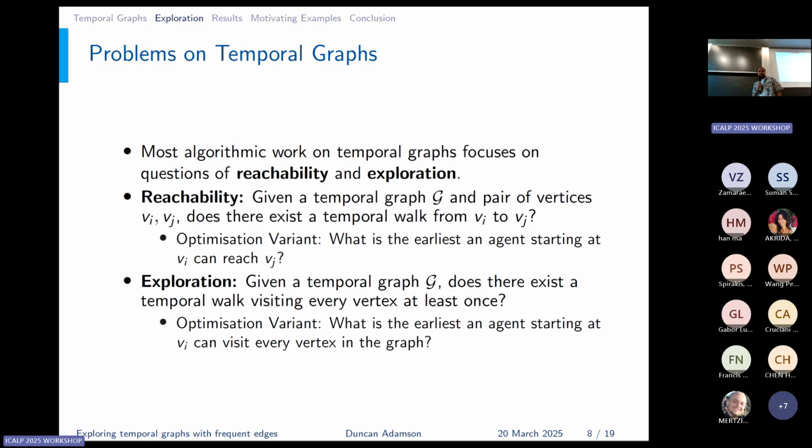A lot of algorithmic work on temporal graphs focuses on these ideas of reachability and exploration. Exploration, which is more relevant to this talk, is asking if there is some walk where we can visit every single vertex at least once.